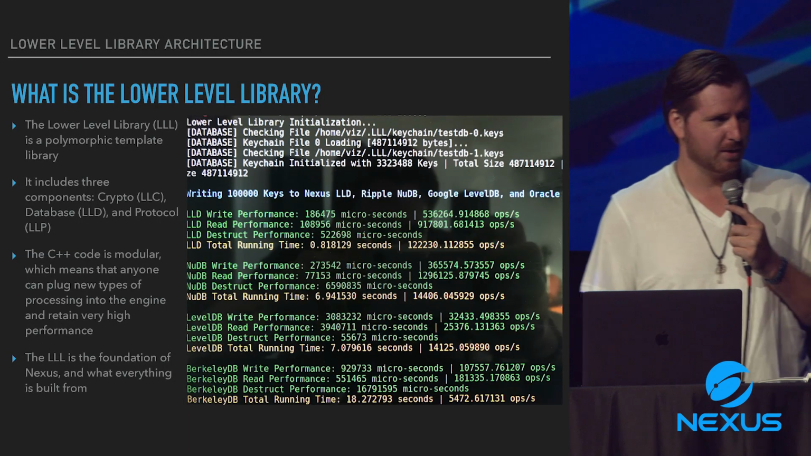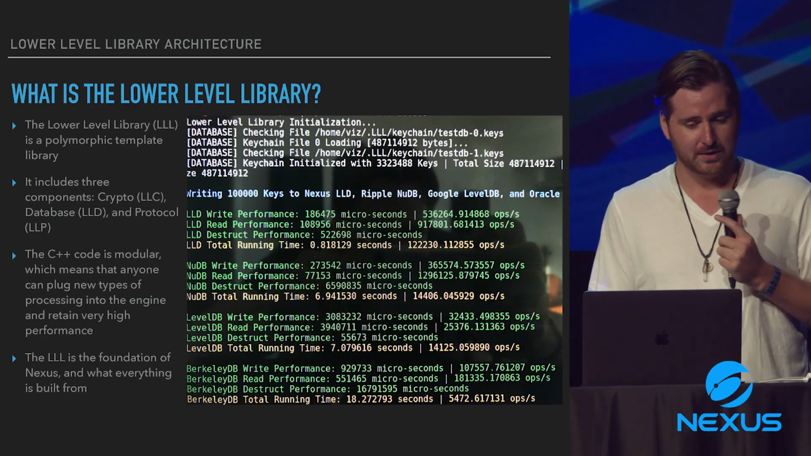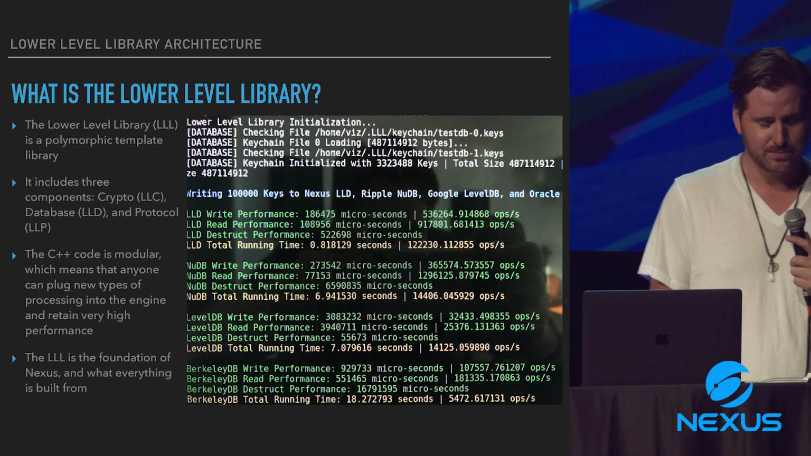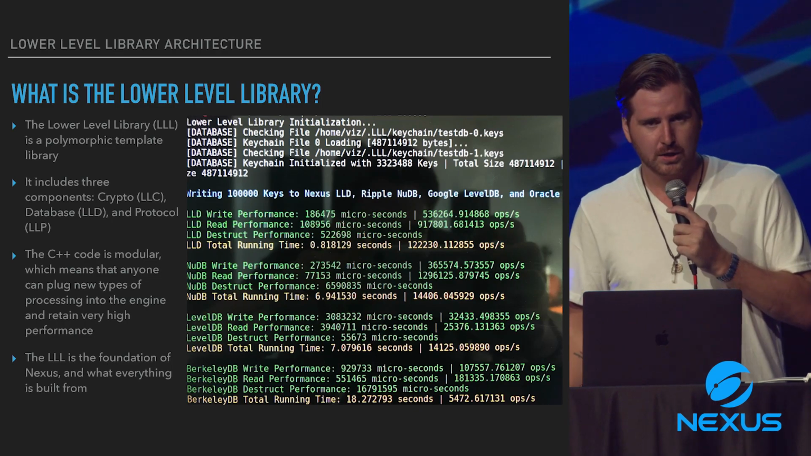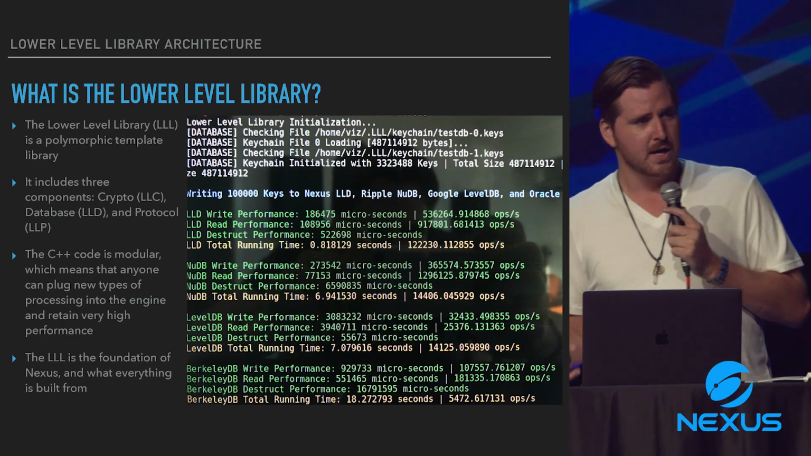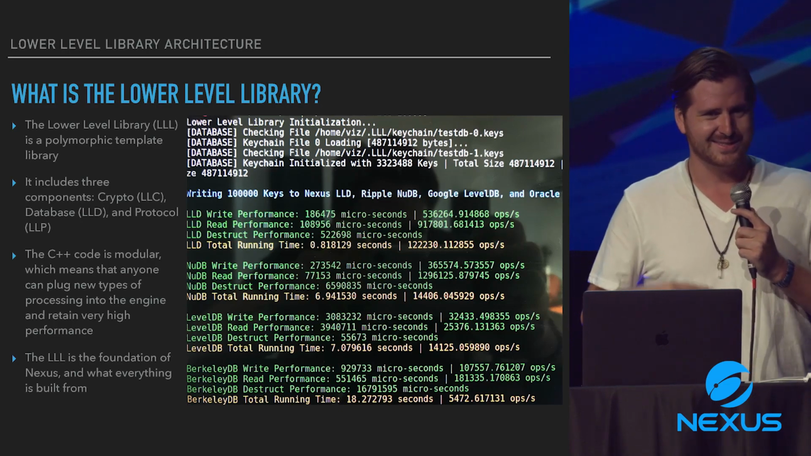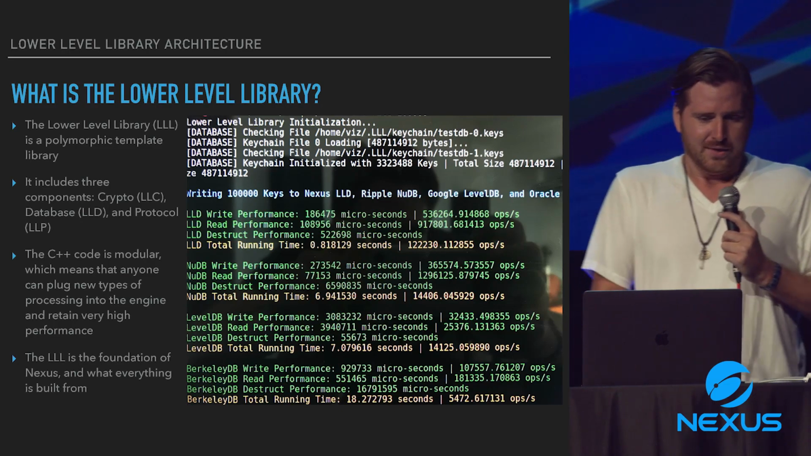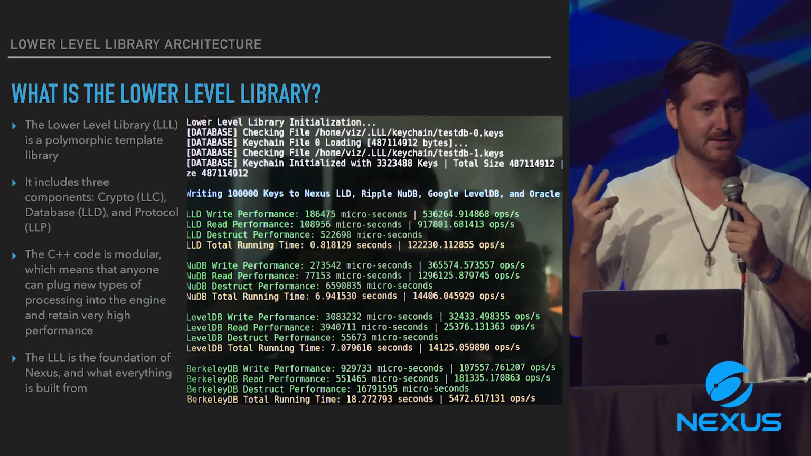So let's look at the fundamental base, the lower level library. I guess in a nutshell, the lower level library is a polymorphic template library. What that means, polymorphism is your ability to inherit a class from a class. So good coding standard means that code can be used over and over again. If you write a method which slightly changes things and you only use that method once, that's not the best architecture. So the lower level library is composed of three different components: the crypto, the database, and the protocol.